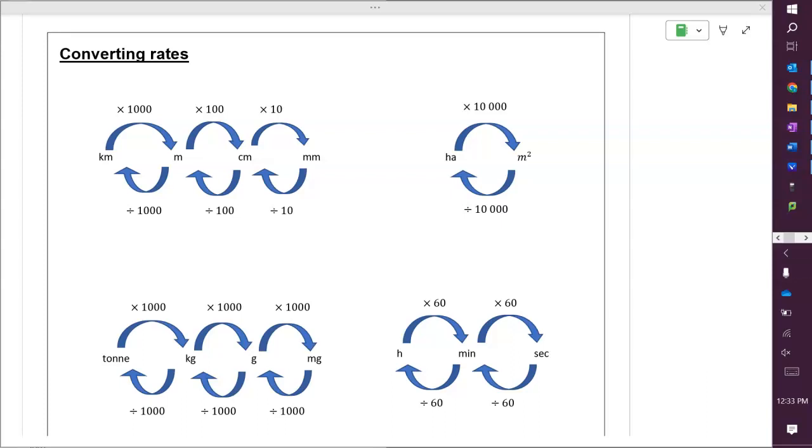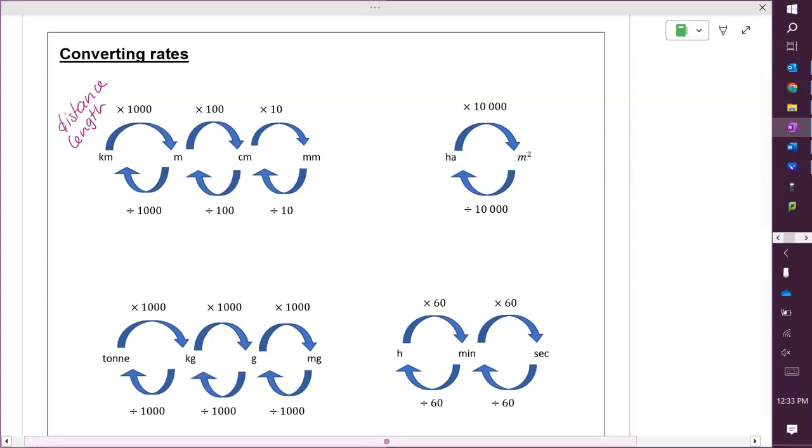We're going to look at converting rates. There's not too much in this, but it's about being able to interpret and understand all of these little loops here as well. Our first one here, we have our distance. We can say length, whatever it might be. So we're going from kilometres to metres.